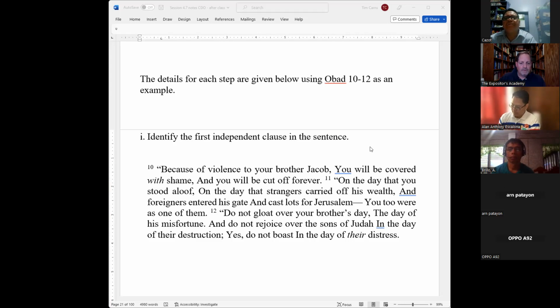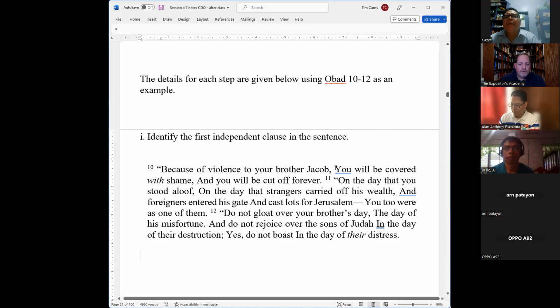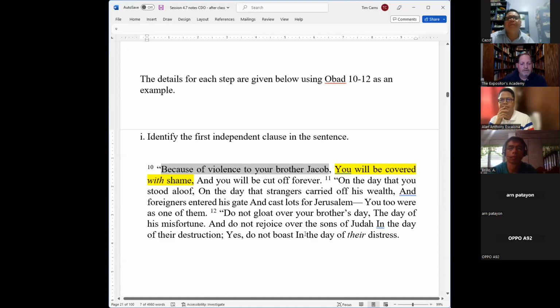All right, great. So I'll ask you, Kazot, let's just start off with this one together. Can you find the first independent clause here in this paragraph? What do you think it is? You will be covered with shame. Yes. Good. Very good. Why is it not this first part here that I highlighted? From the word because. Yeah. We have the word because and there's no verb. Yes, there's no verb. Okay.